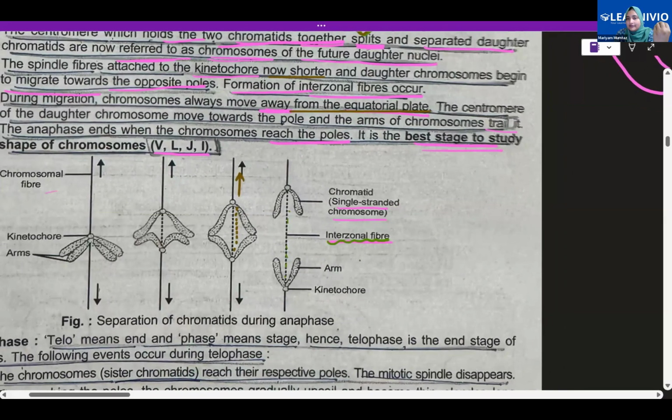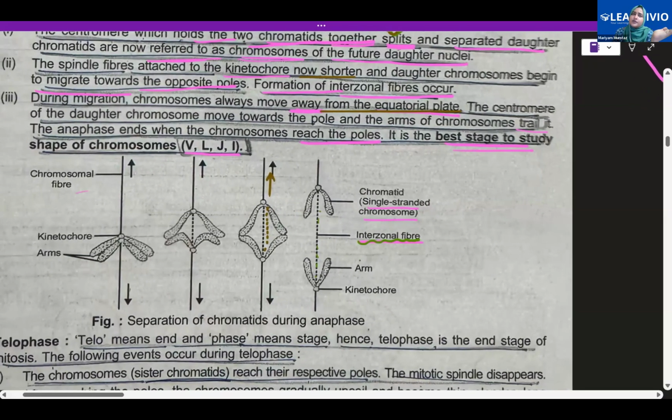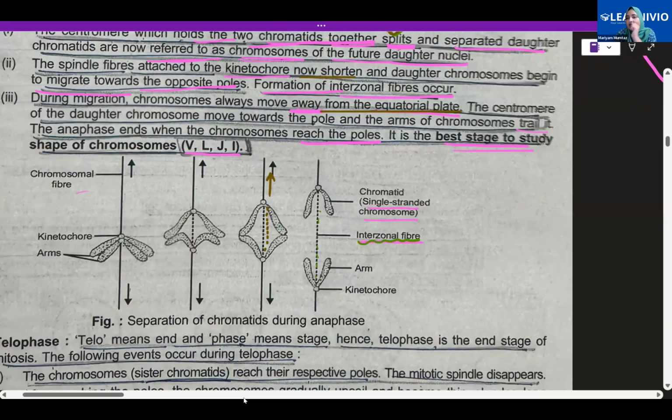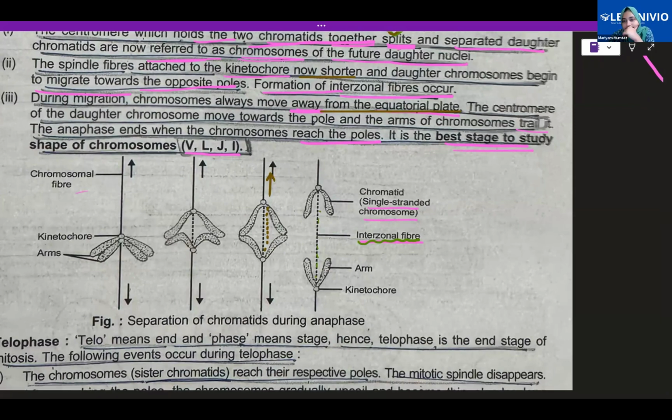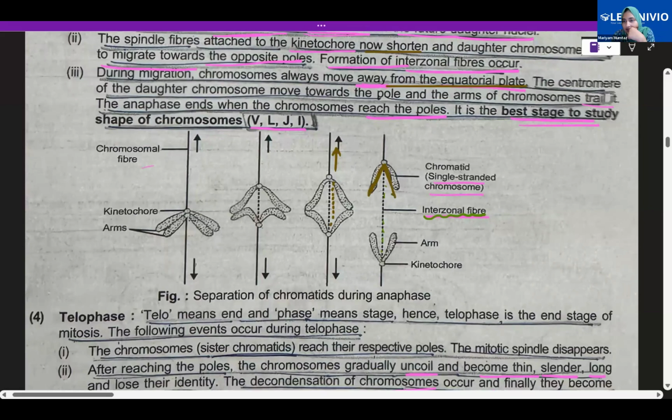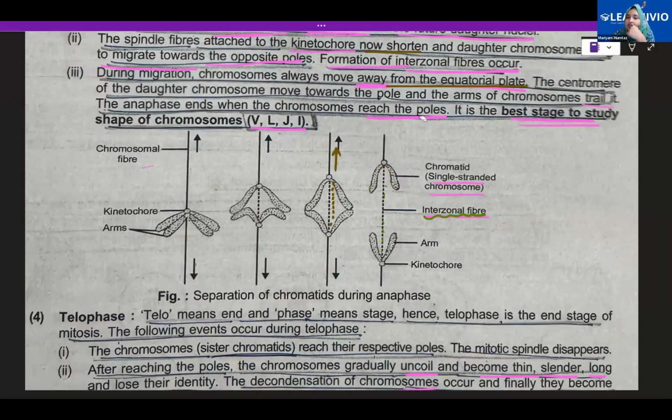So during the anaphase, the chromosomes split up and form different types of shapes. So the best stage to study the shape of the chromosome is the anaphase. The best stage to study the morphology of the chromosome is metaphase. Clear? Any doubts? That is the shape, the various shapes. For example, if the chromosome is being split like this, it is a V-shaped chromosome. Understood? Imagine this thing.